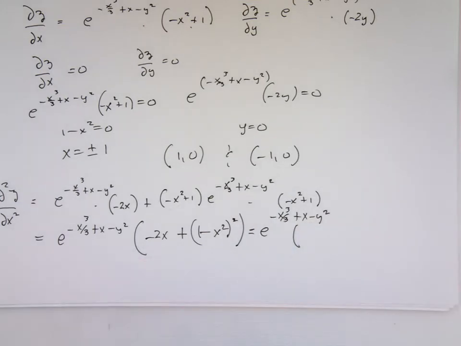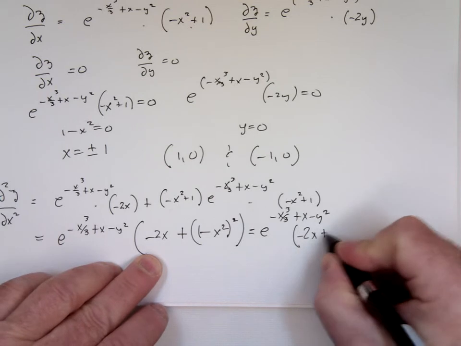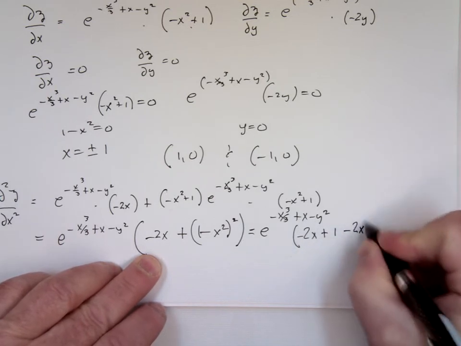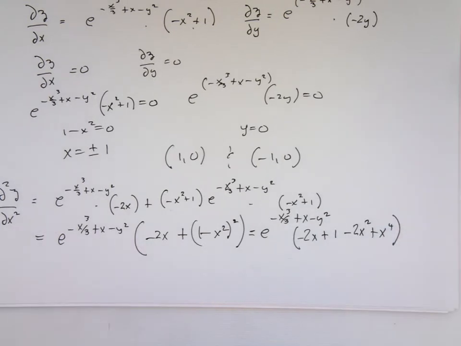So you're multiplying out... well, I'm multiplying this thing out. I could leave it just the way it is, but I'm going to multiply it out. So you get negative 2x plus 1 minus 2x squared plus x to the 4th. I probably shouldn't have done that.